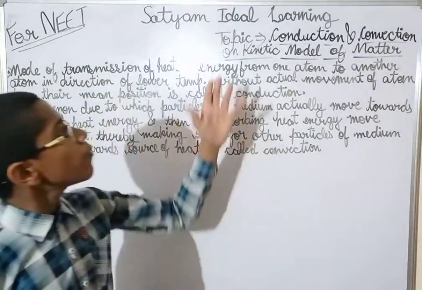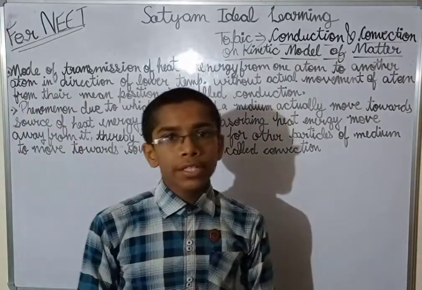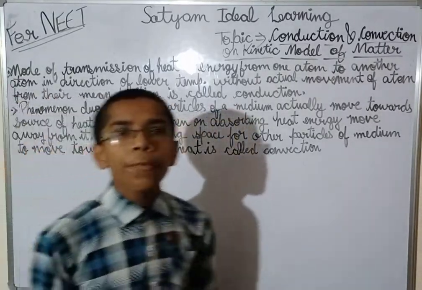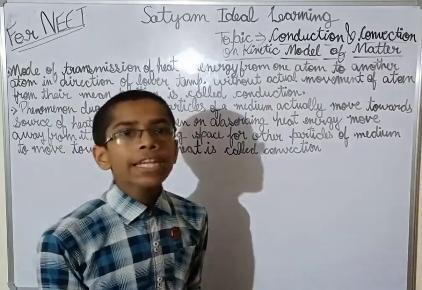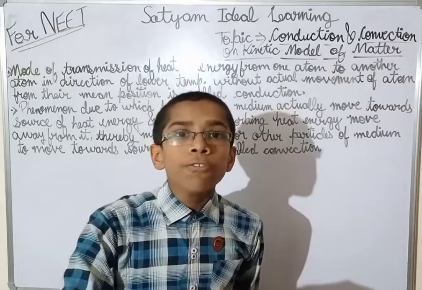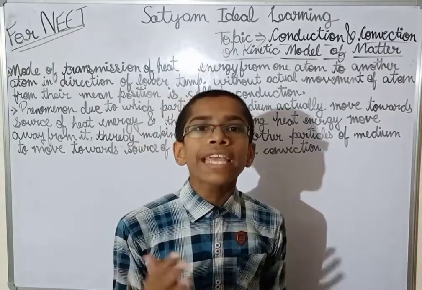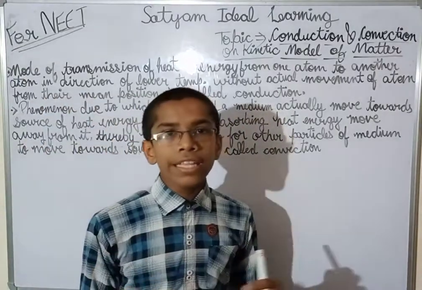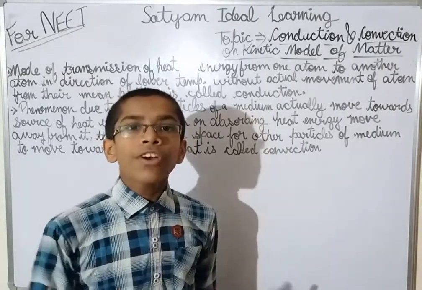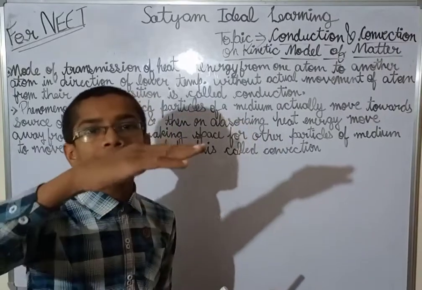Now I am explaining it with the help of the kinetic model of matter. If we take a vessel or a beaker, and we pour water in it, and from the base we are providing heat with the help of a Bunsen burner, what will happen? See, the molecules in the region of the source of heat gain heat energy, and because of continuous heat energy they gain kinetic energy, and they move more vigorously. And when they move more vigorously, they move away from the heat energy, rising upward.